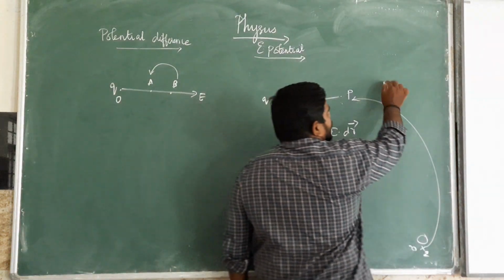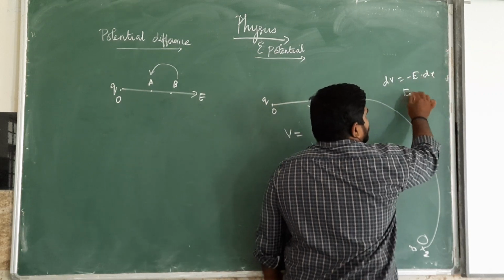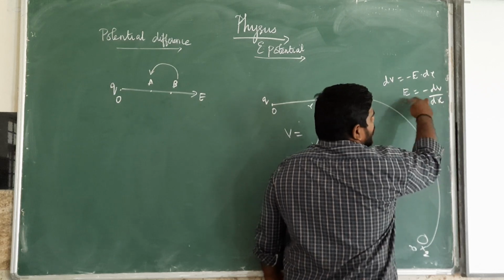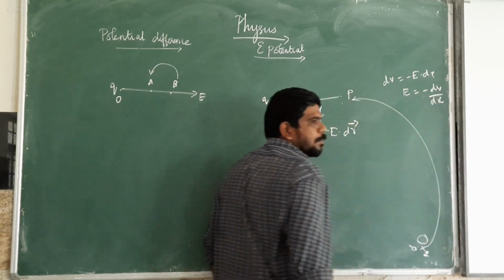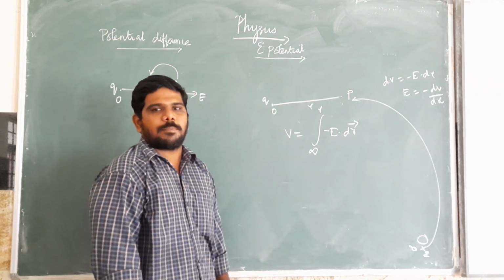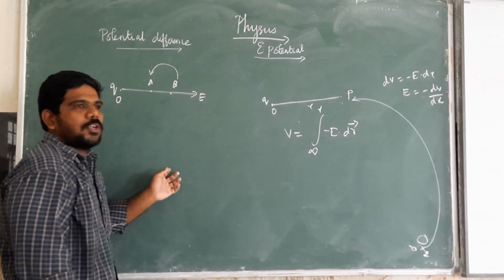Already we know the expression dV is equal to minus E into dx. So from this, E is equal to minus dV by dx. So the electric field is a negative gradient of electric potential. What is that? Electric field is a negative gradient of an electric potential. Clear? So this will be one of the important 2 mark questions.